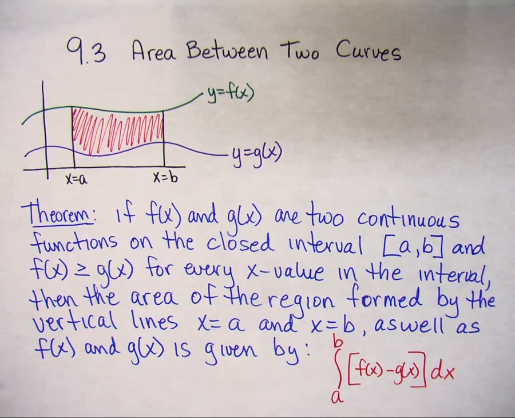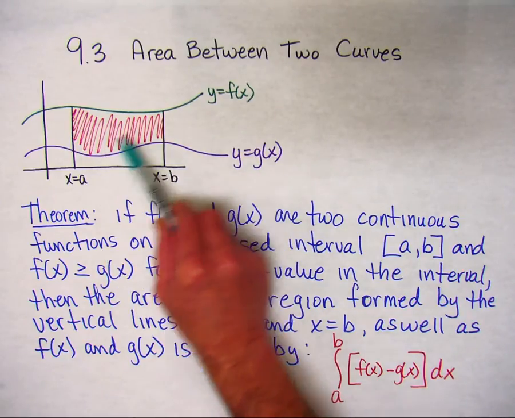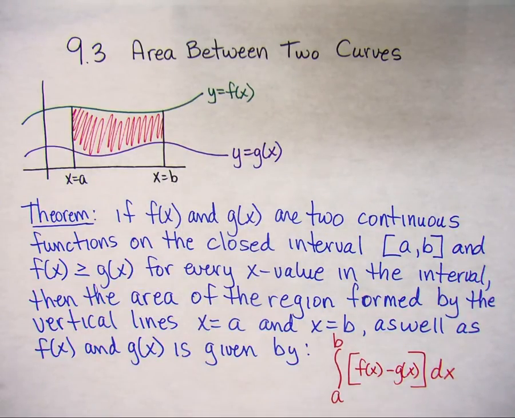The thing I want to stress, though, is that in order for this to work, the function f of x has to be always above the function g of x. If at some point the functions cross, then that's a different situation. So it has to be as shown in this diagram right here. So now we'll do an example.